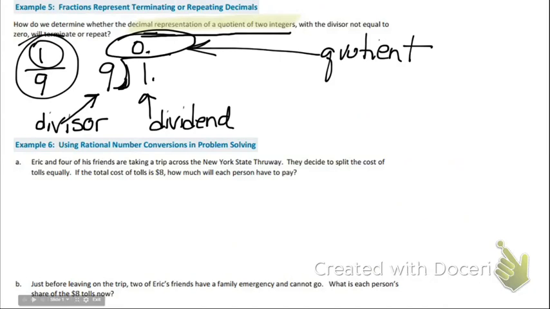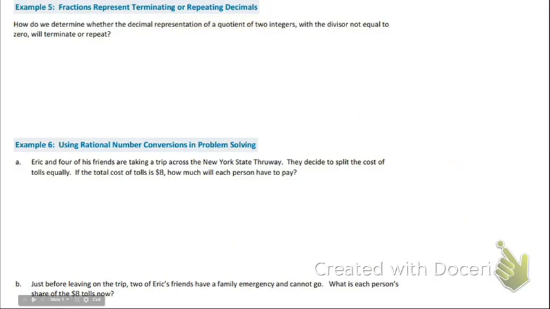Okay, so how do we determine whether that will repeat or terminate? And again, it has to be with a divisor not equal to 0. You can't have 0 as a denominator or 0 as a divisor. That doesn't work, it is not a rational number. Okay, so how do we determine that? I'm just going to get rid of all this. I just wanted to explain it with that.